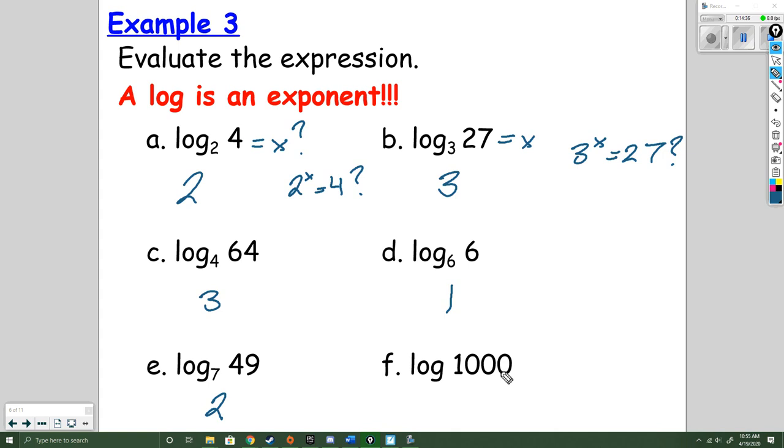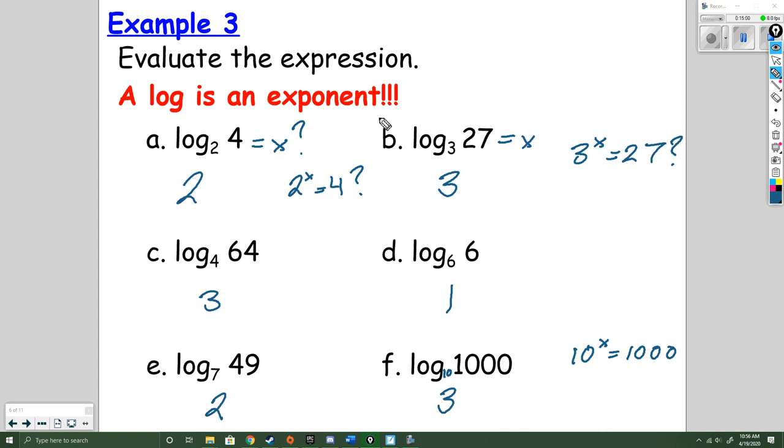And then finally, in this one, it says just log of 1,000. Of course, we could just type that into our calculator. It's got that log button. We could type in log of 1,000, and we would find our answer. But remember, the implied base there is 10. So really what we're asking is 10 to what power equals 1,000? And that would be 3. If we raise 10 to the third power, we would get 1,000.